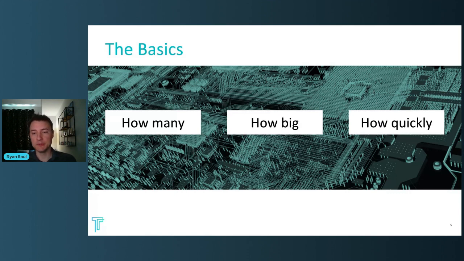So for example, if you have 100 boards, but your boards are only 1/2 inch by 1/2 inch, then that might all fit on one fab panel. But if you have 100 boards and each board is 10 inches across by 10 inches high, then all of a sudden we're talking about a lot of different fab panels that need to go into your assembly eventually. So definitely how many and how big are critical cost drivers.